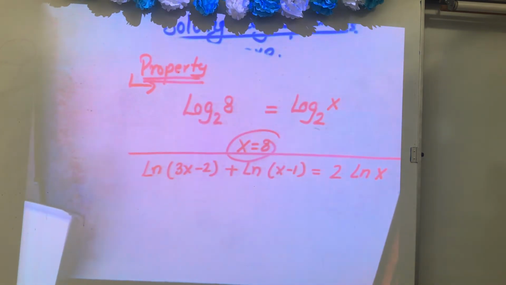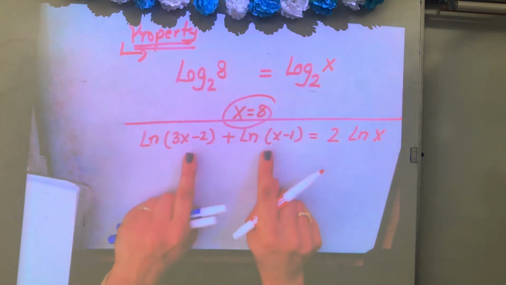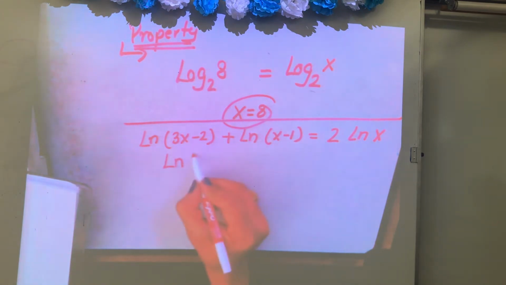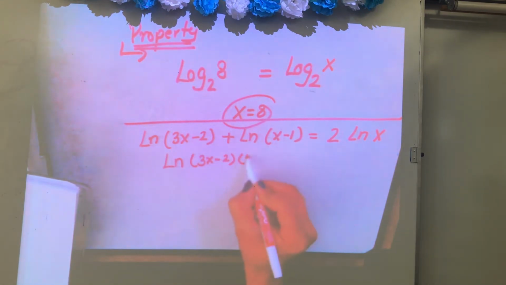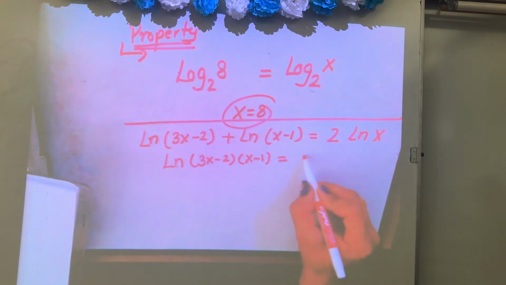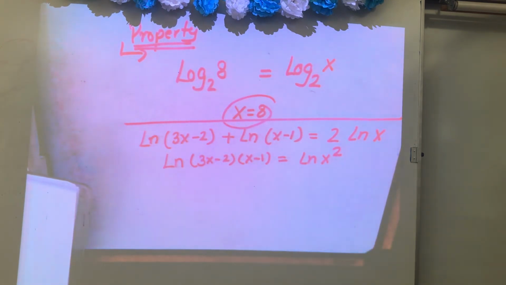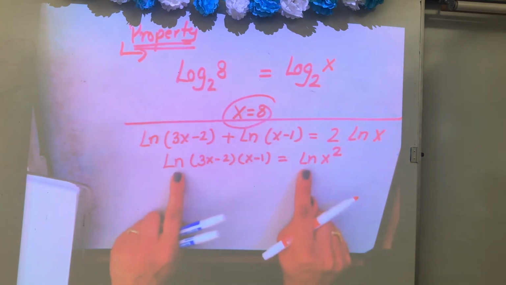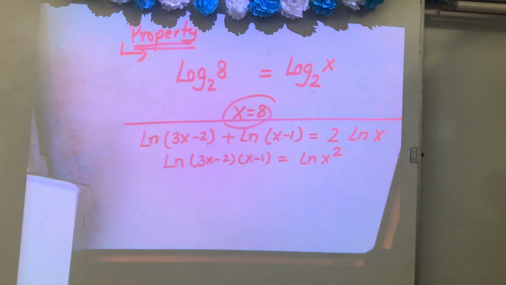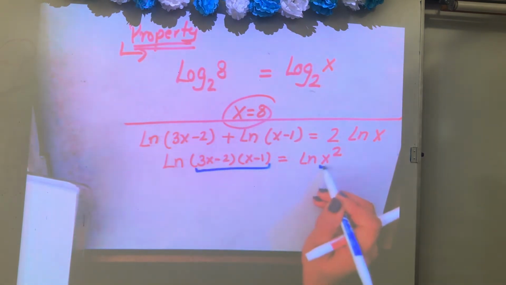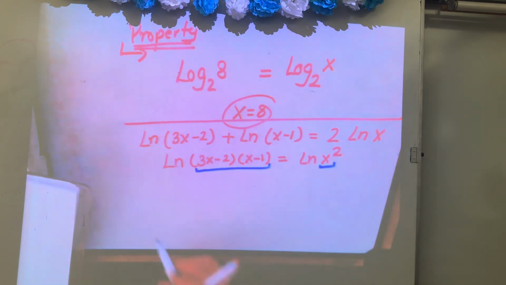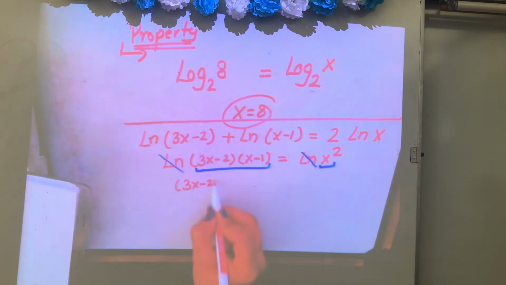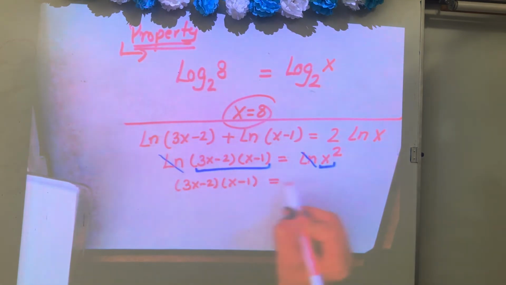Again, just like the last example, I have multiple log pieces. You need to condense it first. So if I condense this side, it becomes ln of 3x minus 2 times x minus 1, and it's equal to ln of x squared. All right, now this is just like the property I showed you. It's an equation, you have ln on both sides. It means this whole expression is equal to this expression. So here's the shortcut: you can just cross out the ln's. So pretty much I know 3x minus 2 times x minus 1 would be equal to x squared.